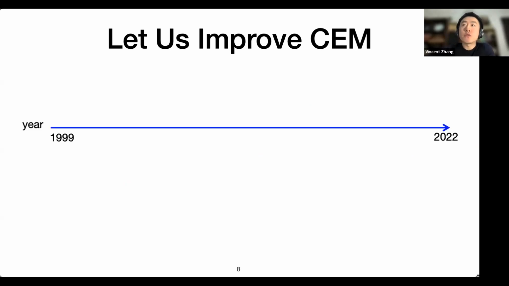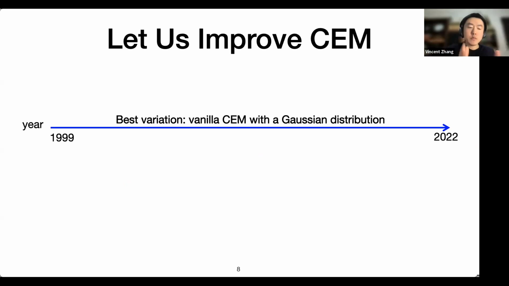Okay, so if we zoom out a bit and just look at the timeline, it started from 1999, and fast forward to 2022. So if I'm a beginner to CEM and I just want to maximize the performance, what variation should I use? And the answer is, most often, the vanilla CEM that just runs the Gaussian distribution. And we mentioned that it has obvious limits, especially for dealing with non-convex optimization.